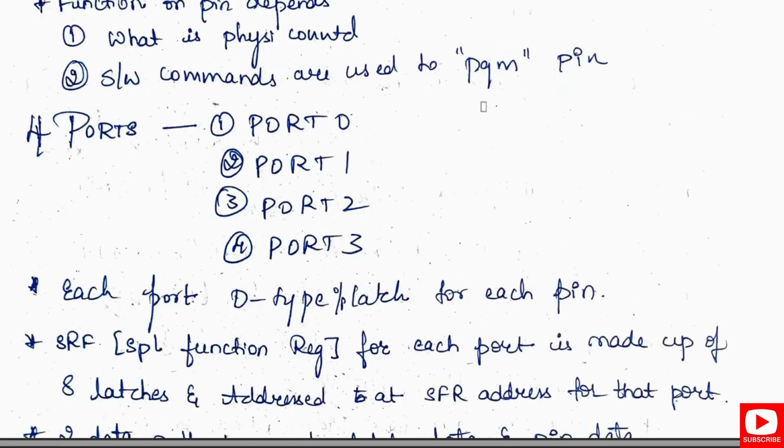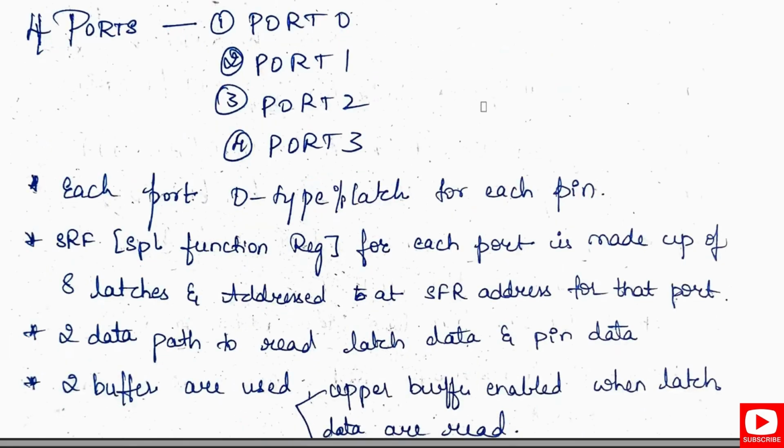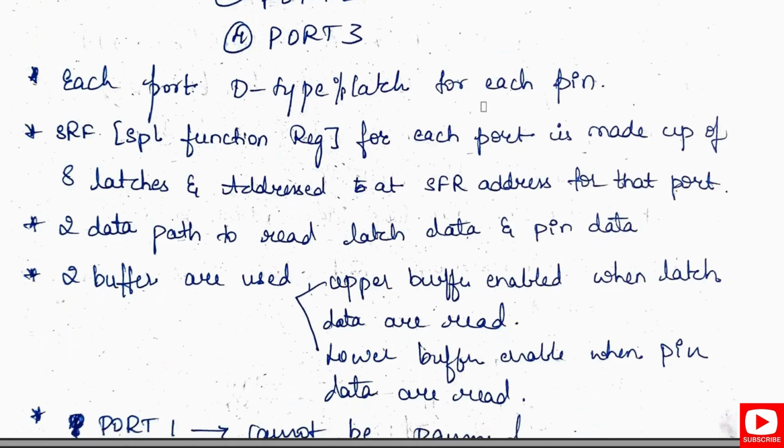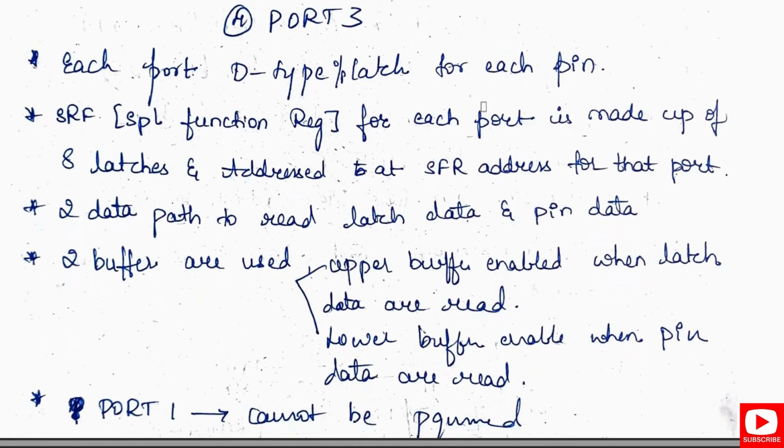Each port has an output latch for each pin. SFR, that is special function register. Each port is made up of 8 latches, with the address bit at the SFR address for that port. There are 2 data paths to read the latch data and the pin data. 2 buffers are used: the upper buffer is enabled when the latch data is read, and the lower buffer is enabled when the pin data is read.